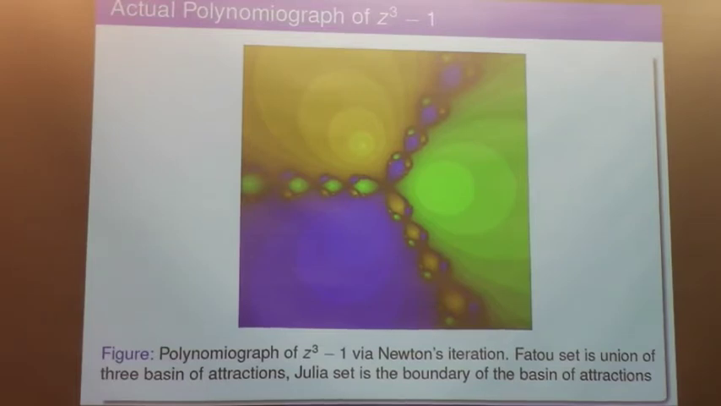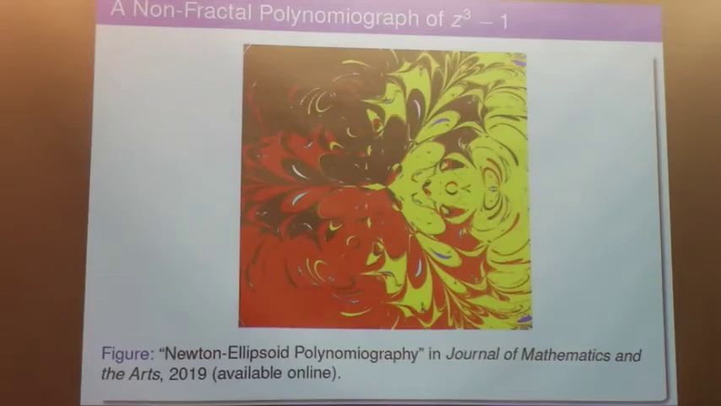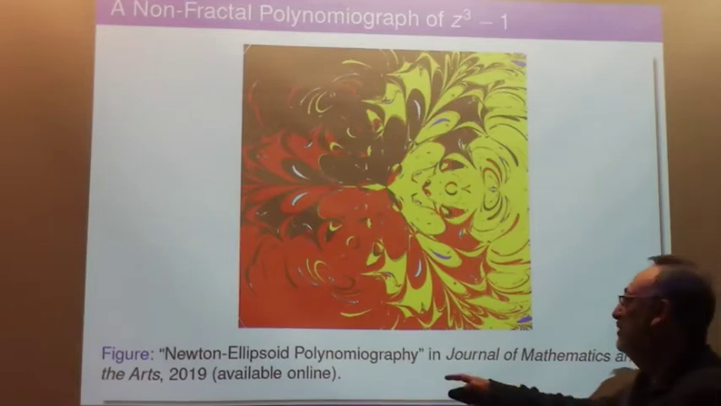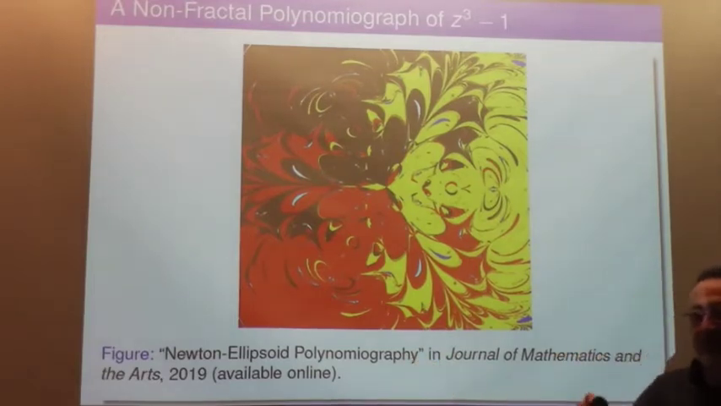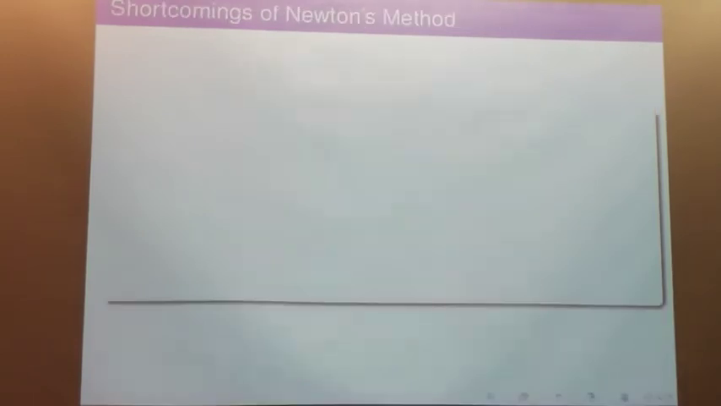I'm just giving you an example of a polynomiograph which is not for a cubic, which is not fractal. Here is another non-fractal polynomiograph, based on a method called Newton ellipsoid polynomiography, which appeared recently in the Journal of Mathematics and the Arts. So you can make art, or this combines two fantastic methods for optimization in Newton's method.